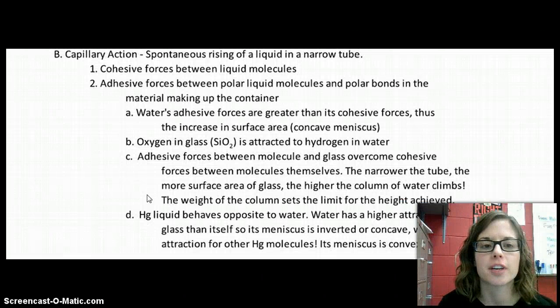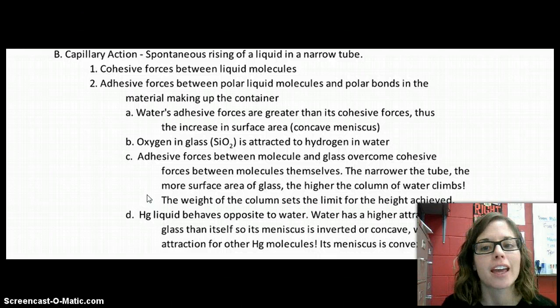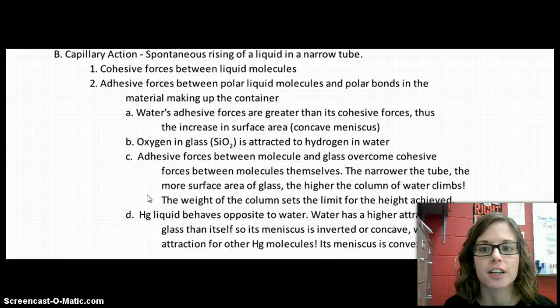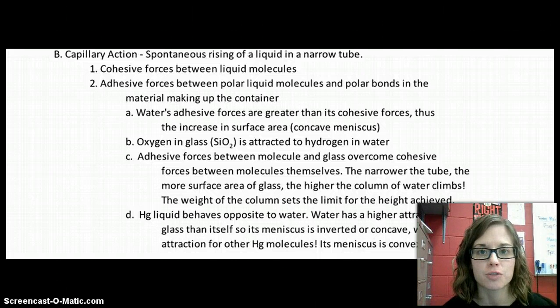So as the video was showing, the cohesive forces are the forces between the liquid molecules, and the adhesive forces are between a polar liquid and the sides of the container. Water's adhesive forces are greater than its cohesive forces, which is why we end up having a concave meniscus in a graduated cylinder. And this is true in both glass and plastic. We can see that in our graduated cylinders in our lab.